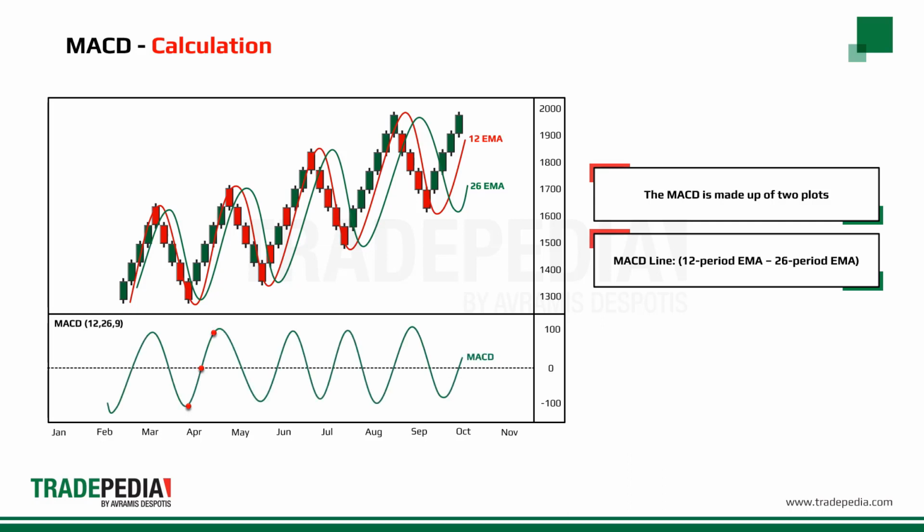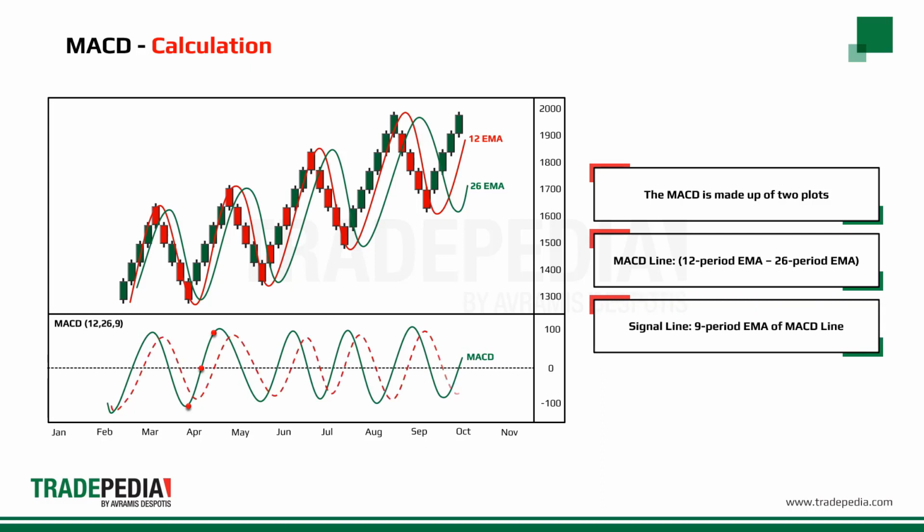Thus, when the 12 period is crossing below the 26 period, the MACD is crossing the zero line, heading into negative territory. The second plot is that of the signal line, which is a 9-period exponential moving average of the MACD line.